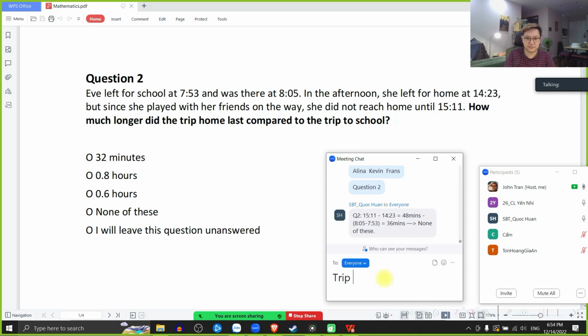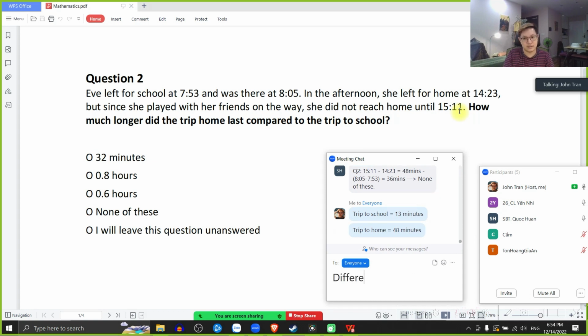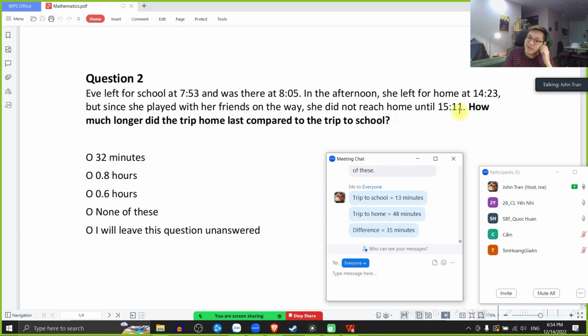So trip to school, it's 13 minutes, right? But trip to home, it's how much? 15:11 minus 14:23. Nó là bao nhiêu phút nhỉ? 48 minutes, right? So the difference is 48 minus 13, 35 minutes, right? Cái sự khác biệt là 35 phút.